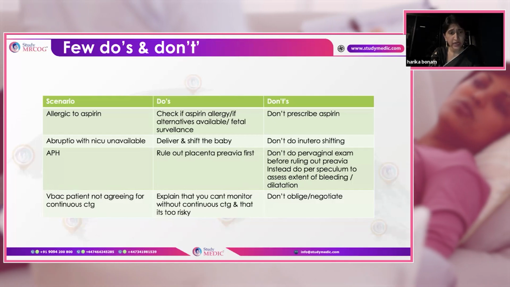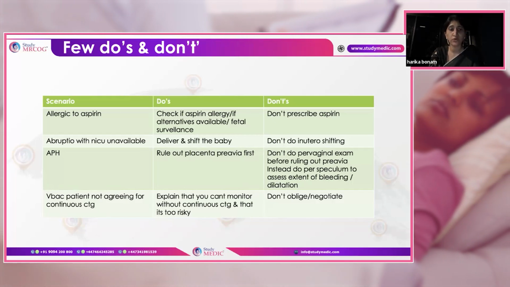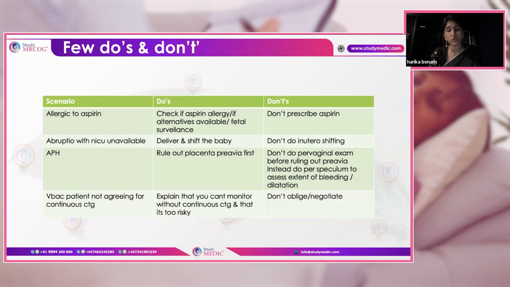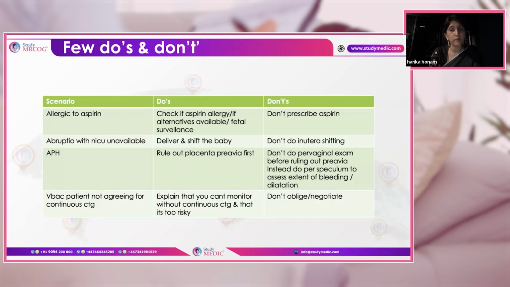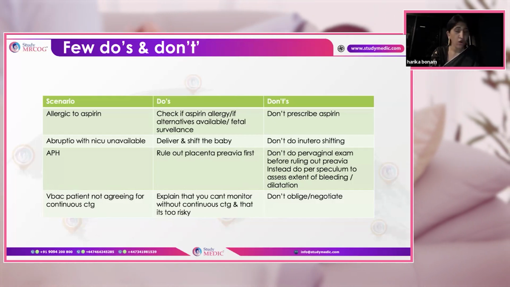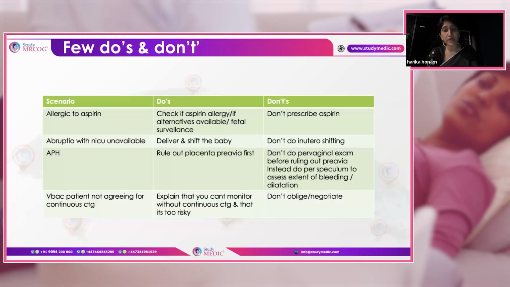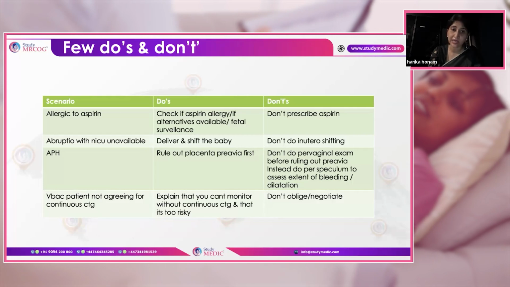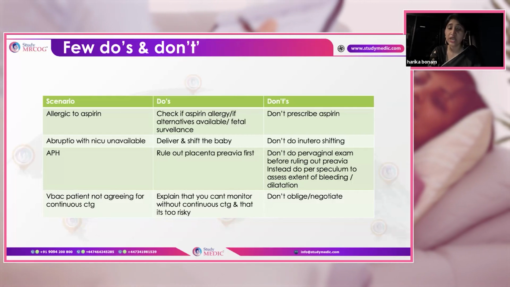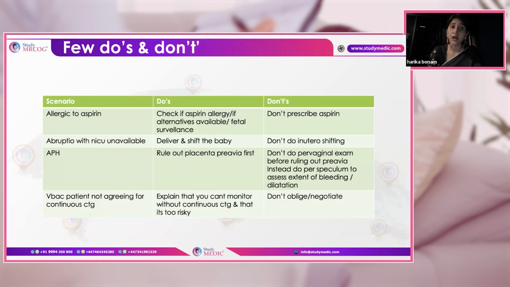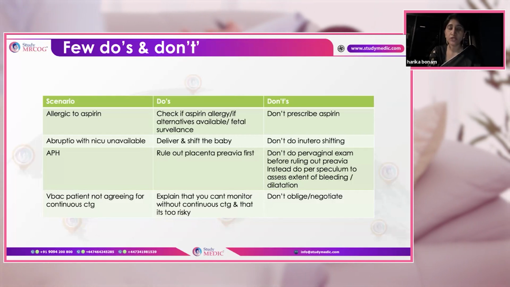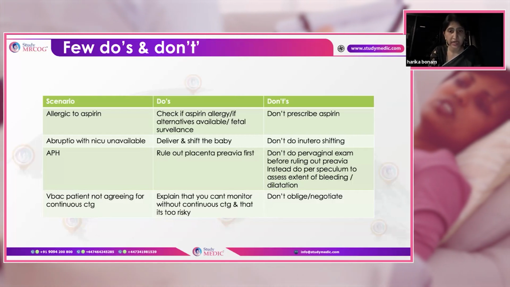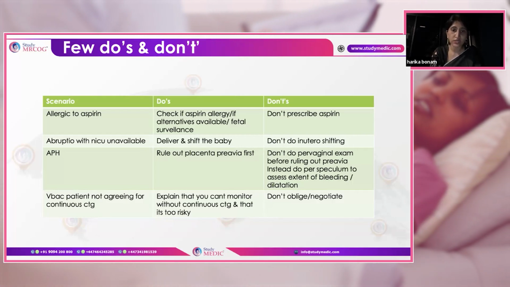Antepartum hemorrhage patients, do's: always rule out placenta previa first before doing a per vaginal examination. Don't do a per vaginal examination. That's the way to be on the safer side. Make a habit of using the words per speculum examination to assess the extent of bleeding or the extent of dilatation. Now, VBAC patients not agreeing to continuous CTG: this is a negotiation task. Do not negotiate. Tell them you can't monitor the baby without continuous CTG, that it is too risky and can be a life risk to the baby as well. Sorry to say that, but that is why it is very important to monitor the baby. That is how you can tell her so that she agrees to continuous CTG.